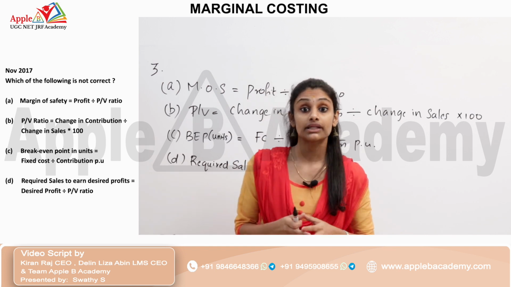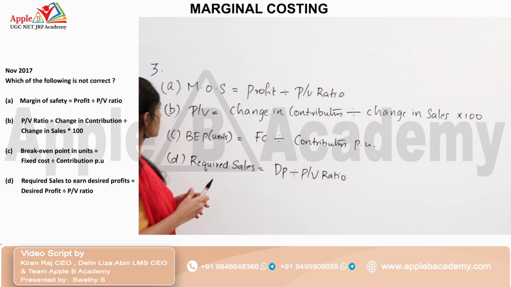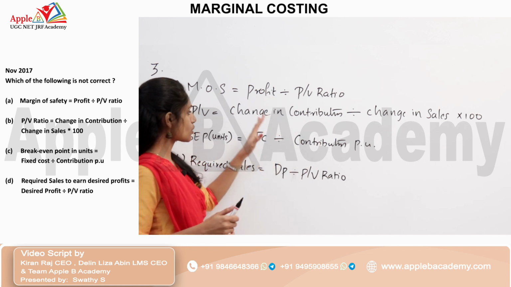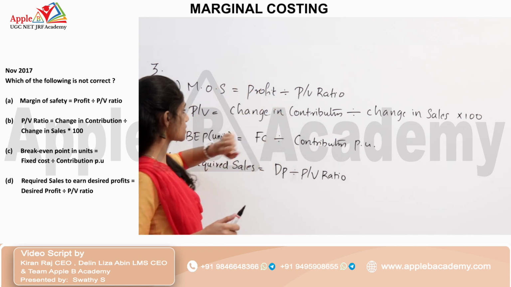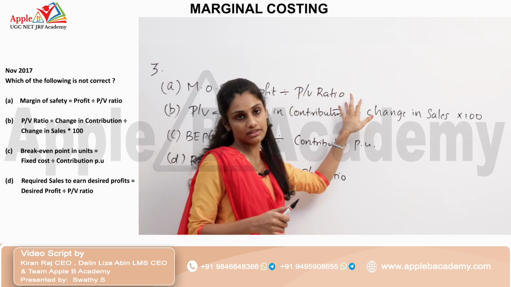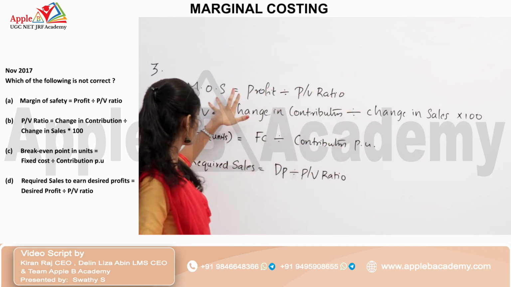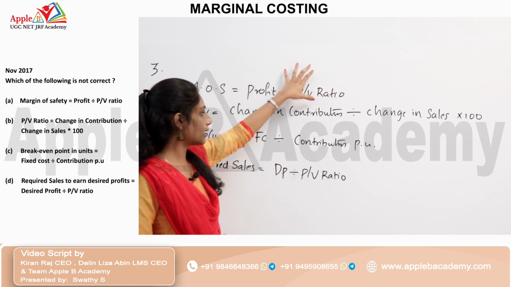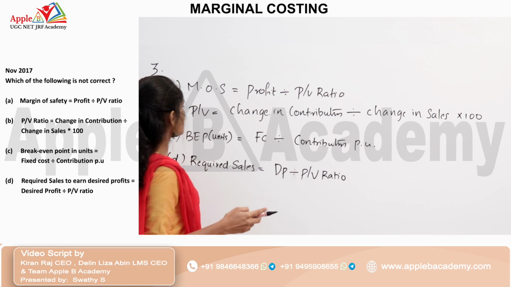Okay. Now, another question on November 2017 goes like, you have to choose which of the following is incorrect. You have to choose the incorrect equation from the following. The first one, margin of safety is equal to profit by PV ratio. That is correct. You can calculate margin of safety with the help of PV ratio by profit divided by PV ratio. So, that is the correct one.